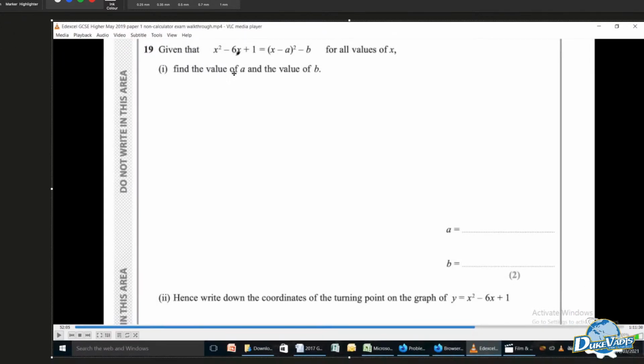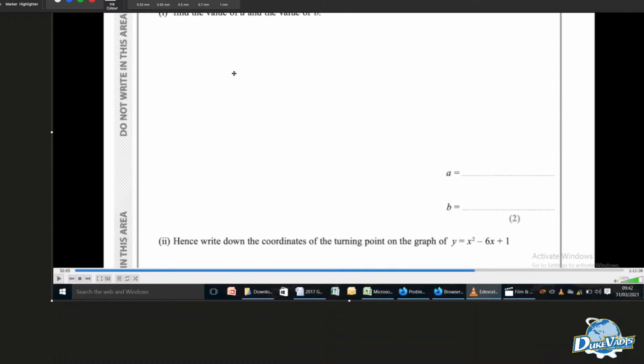Given that x squared minus 6x plus 1 is equal to (x minus a) squared minus b for all values of x, find the value of a and the value of b. And the last part is, hence write down the coordinates of the turning point of the graph. So let's tackle the question.